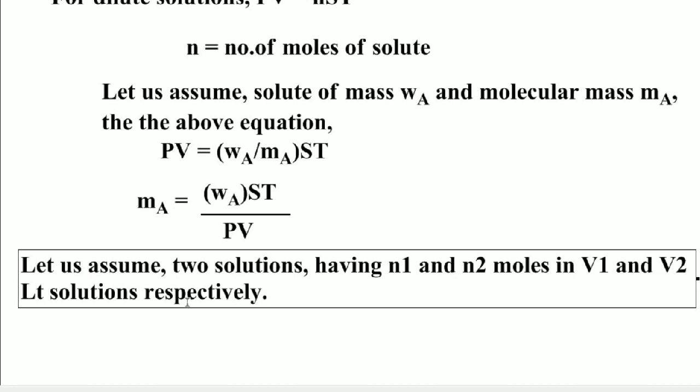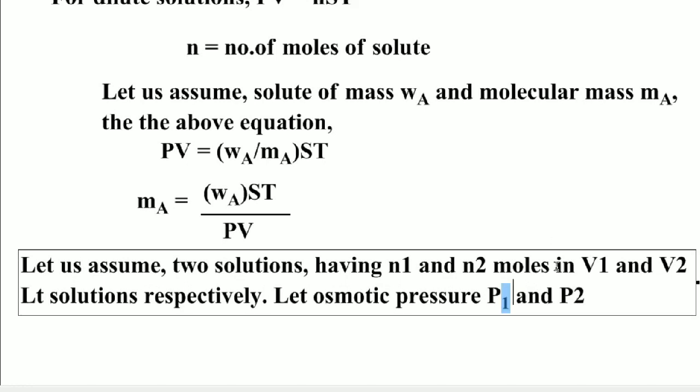Students, you can assume two solutions of osmotic pressures P1 and P2. The volumes of the two solutions are V1 and V2, and the number of moles of solute in one solution is n1 and in the other solution is n2.